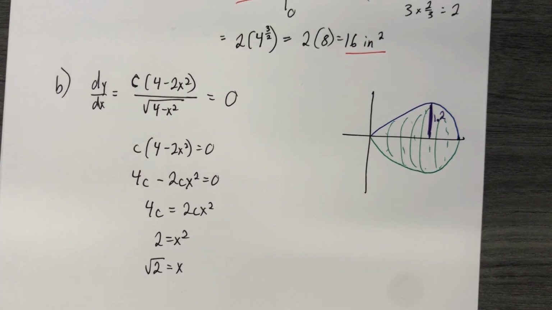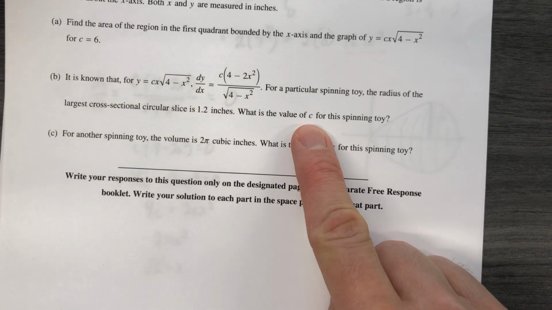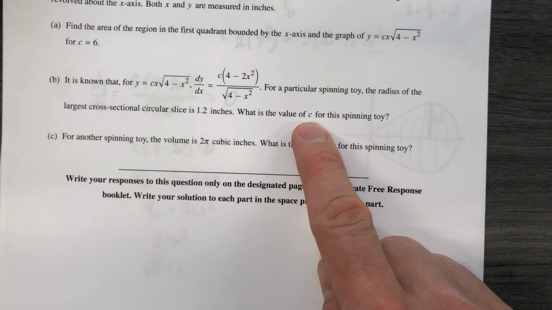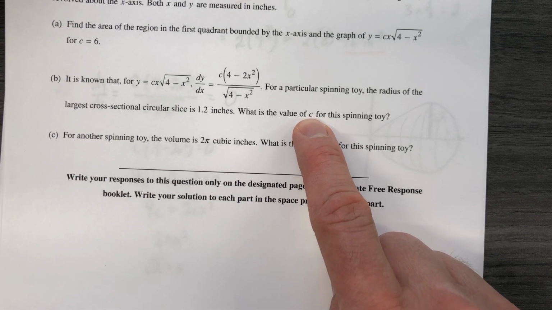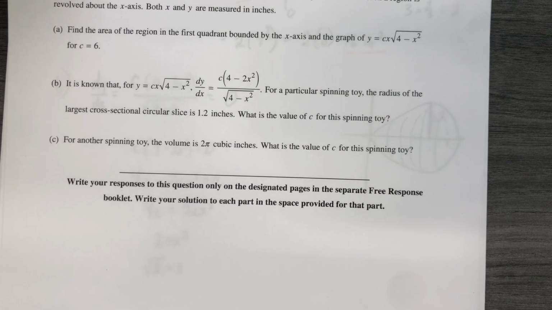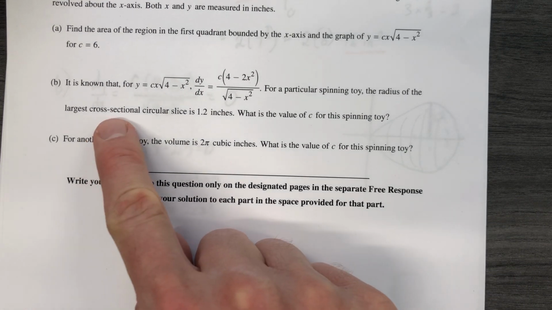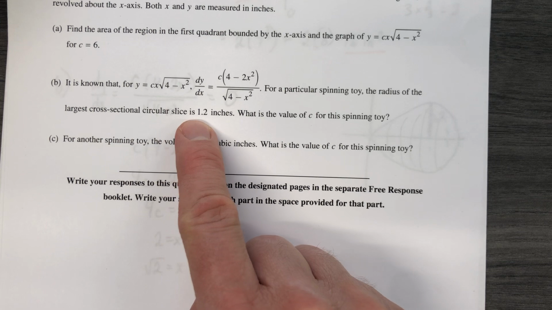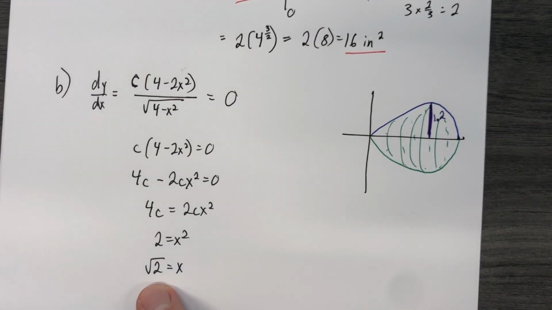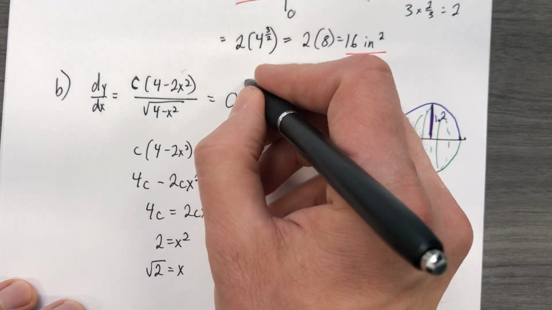Okay, here's what happens. Here's what we're dealing with. We don't know the value of C for the spinning toy. It's not a spring, I don't know where I got spring from. We don't know the value of C, but we do know that the x value that would give us that largest cross-sectional circular slice of 1.2 is this. Okay, what does that mean? Well, here's what it means.